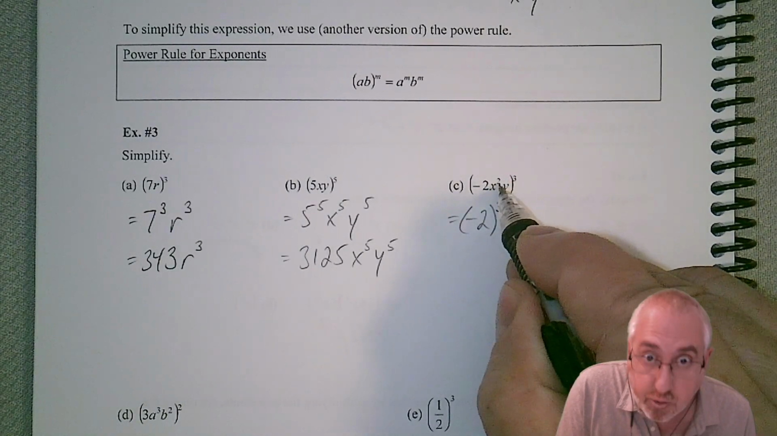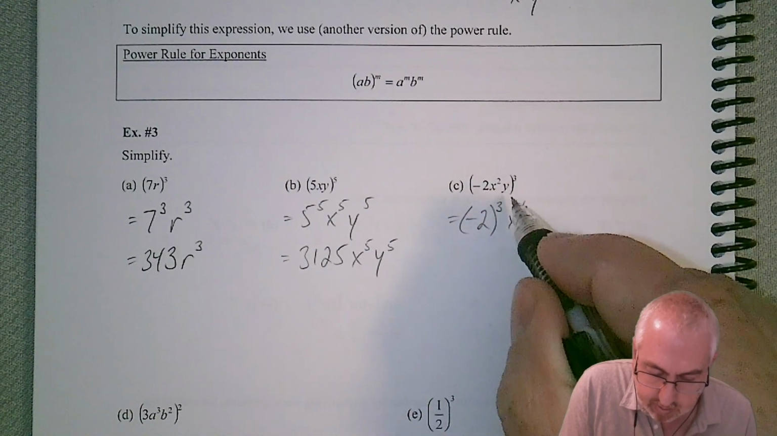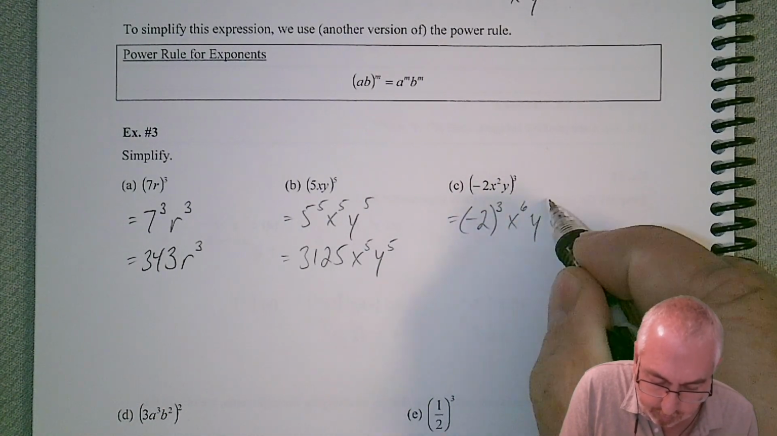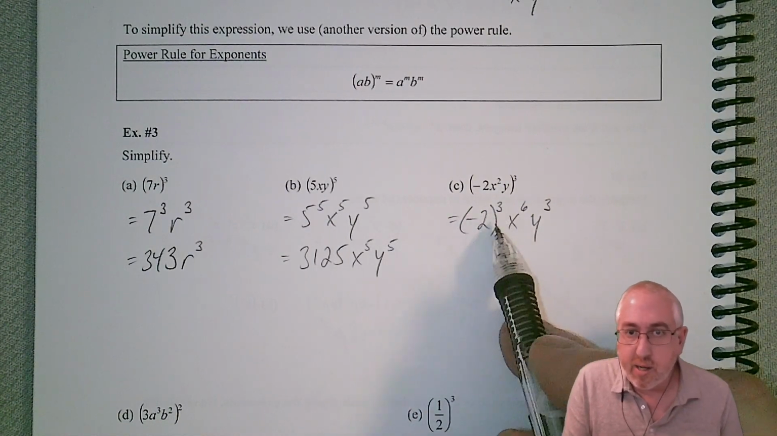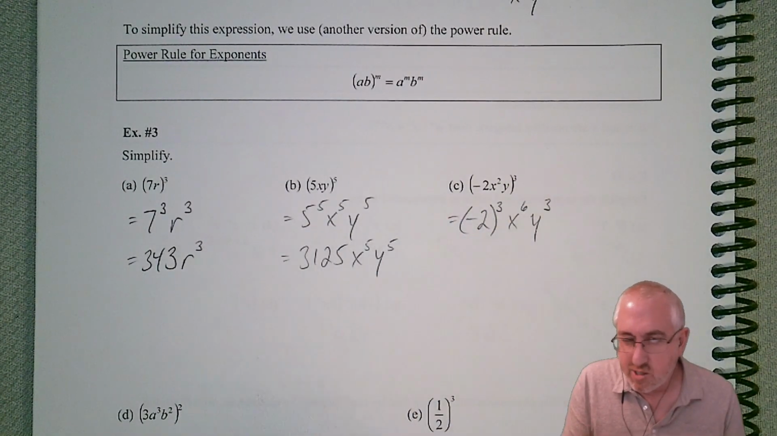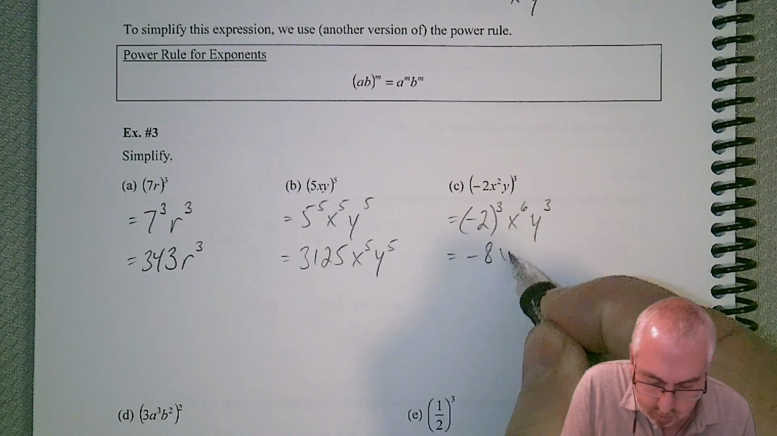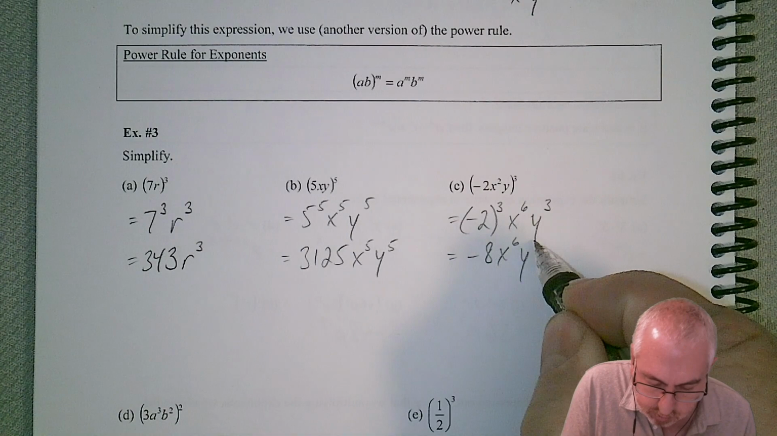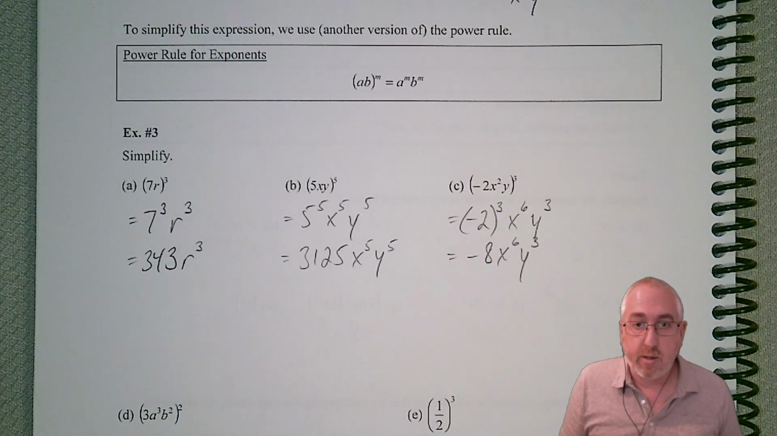So if we take our 2 times the 3, that's going to give us a 6. And then we got our y to the third. And now anytime we have a number raised to a power, we can simplify it down a little bit more. So I would also take negative 8, x to the 6, y to the third.